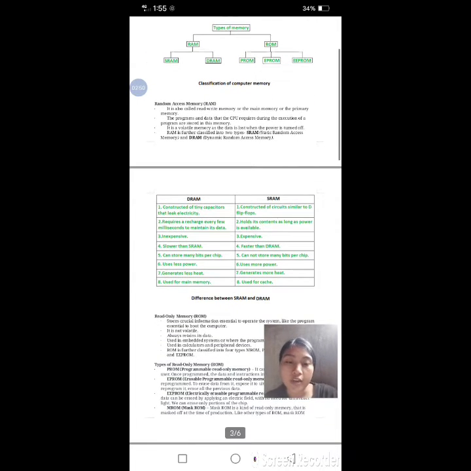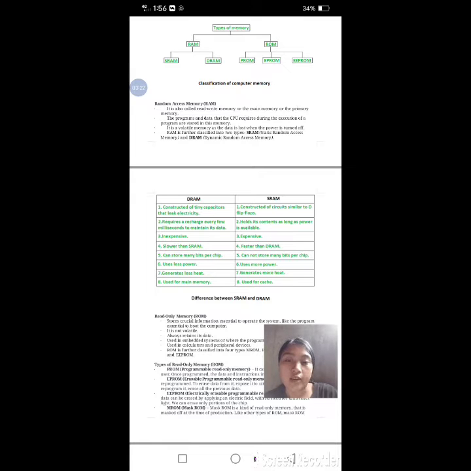These are the differences between SRAM and DRAM. Number 1: DRAM is constructed of tiny capacitors that leak electricity, and the SRAM is constructed of circuits similar to D flip-flops. Number 2: DRAM requires a recharge every few milliseconds to maintain its data, and the SRAM holds its contents as long as power is available. Number 3: DRAM is inexpensive, and the SRAM is expensive.